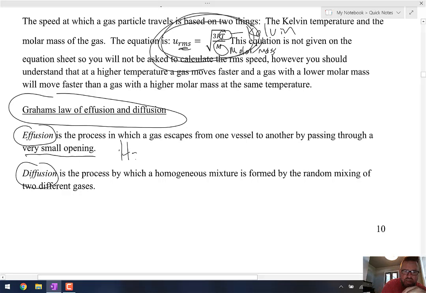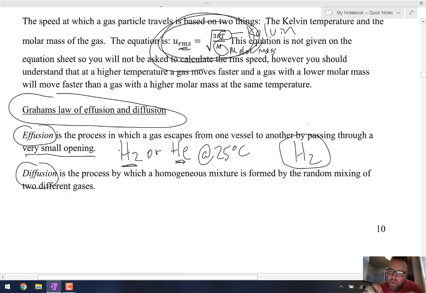So what effuses faster, H2 or He? Well, assuming you're at, let's say, 25 degrees Celsius for both, H2 has a molar mass of 2, and helium has a molar mass of 4. Which one's going to effuse faster? Hydrogen. Why? And how would you explain it? The smaller molar mass of hydrogen allows the molecule to move faster and therefore it will effuse at a greater rate. Okay, that's a great way to answer that question.